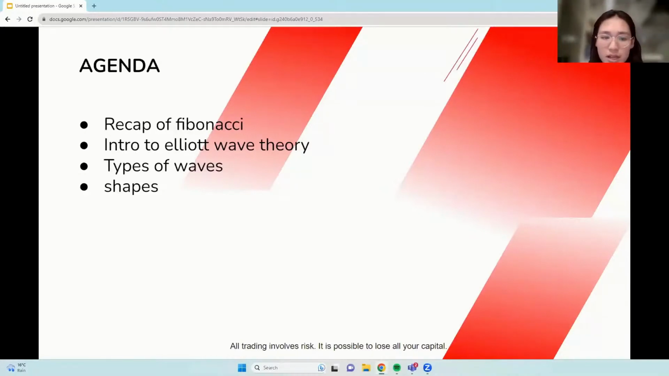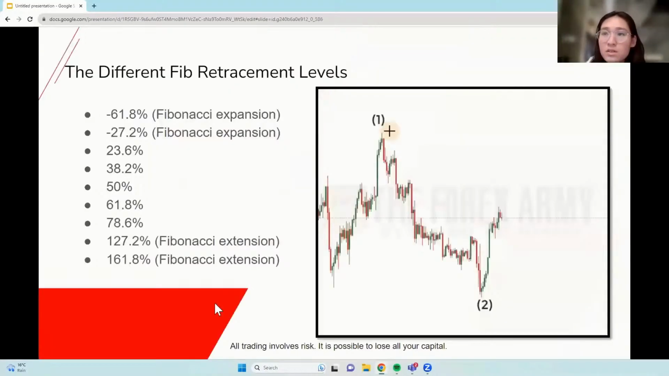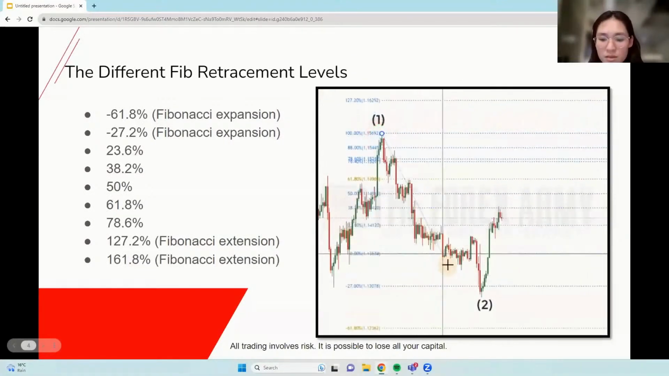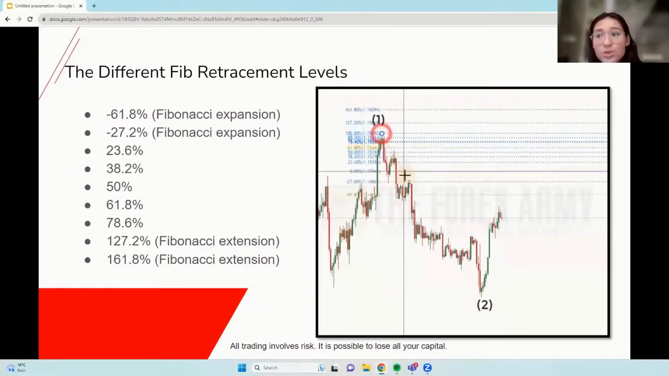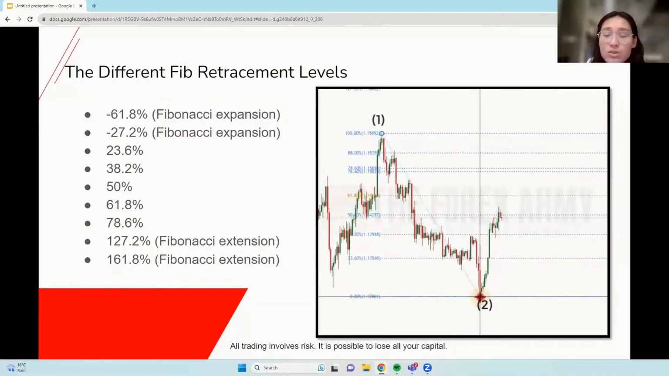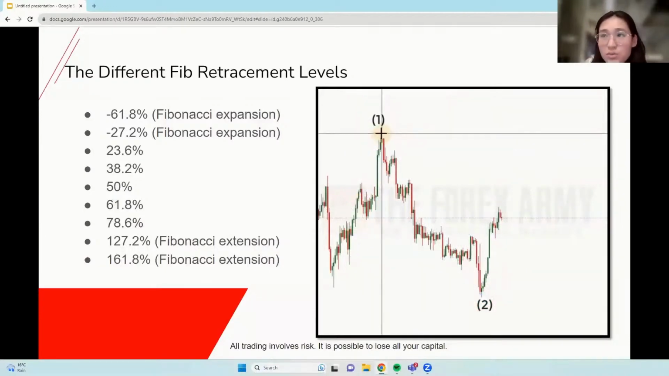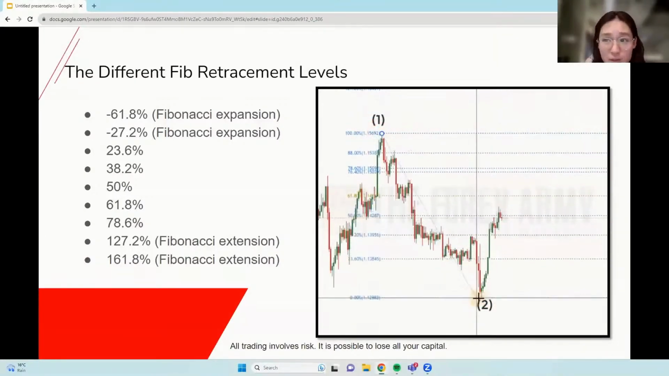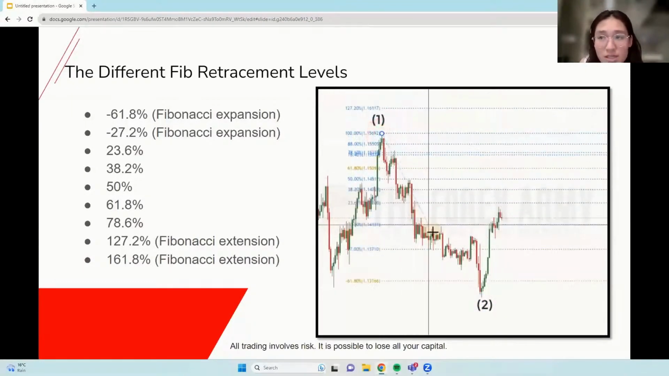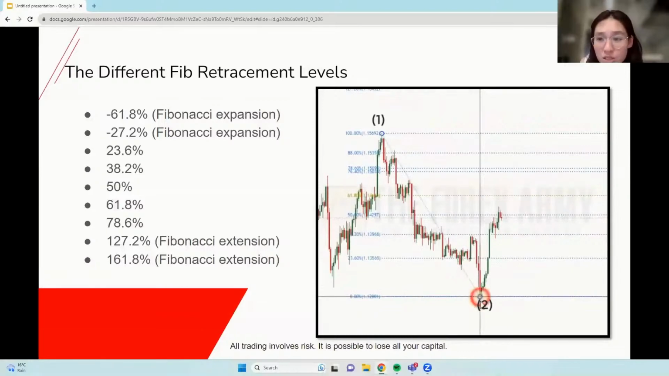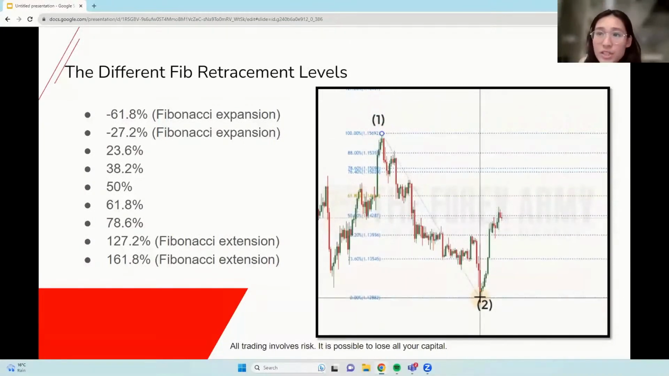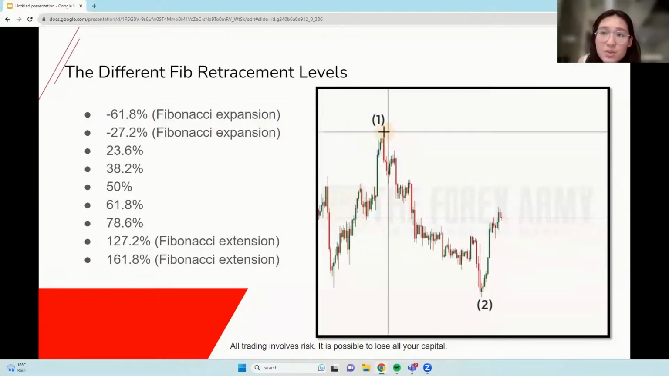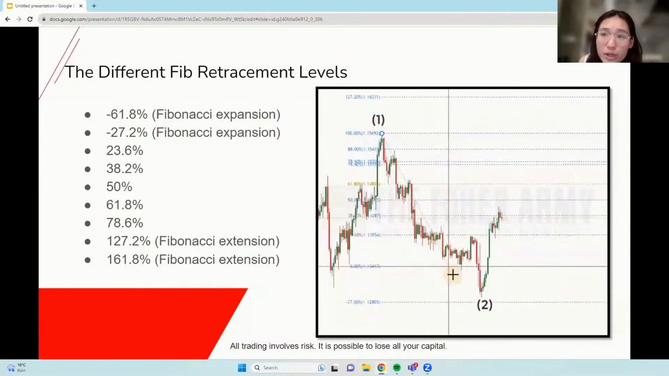Okay, let's get started with our Fibonacci now. These are the Fibonacci numbers that we typically use. If you've been with us before, you would know that we use 4 different types of Fibonacci. We use the Fibonacci retracement, which is the numbers in between, so 23.6 to 78.6. Then we have the Fibonacci extension, which is the 127 to 161.8. And then we have Fibonacci expansion, which is the negative 61.8 and negative 27.2.